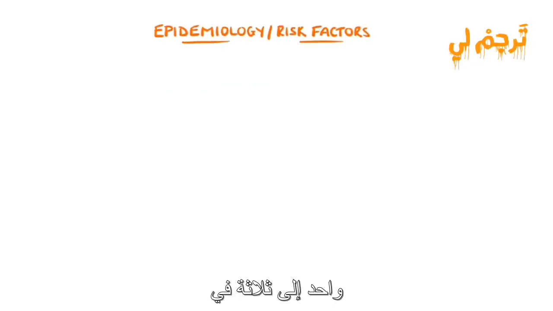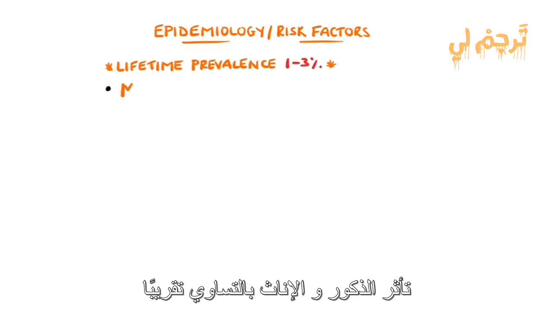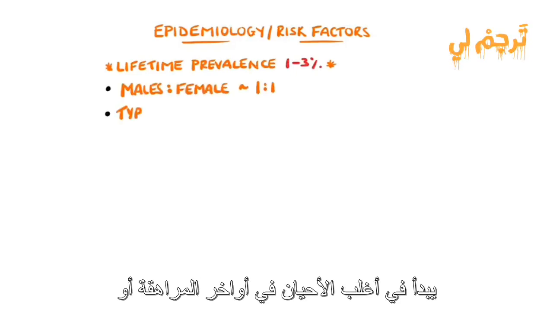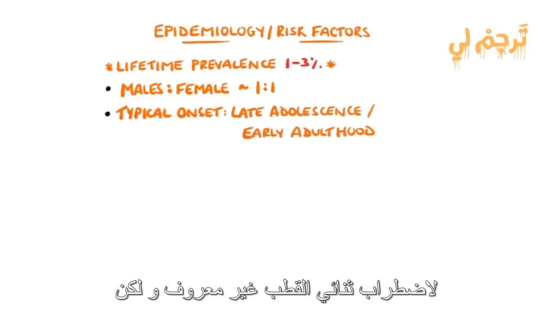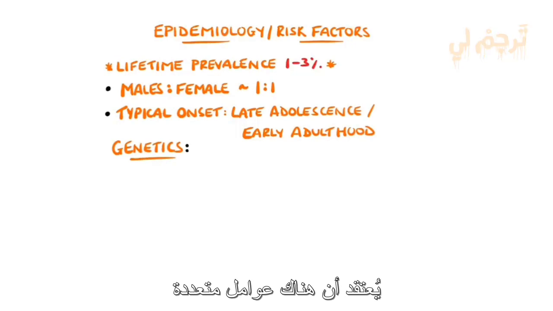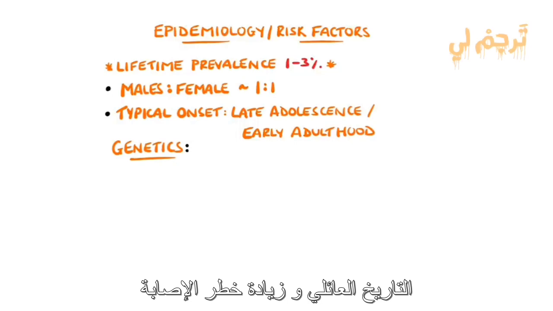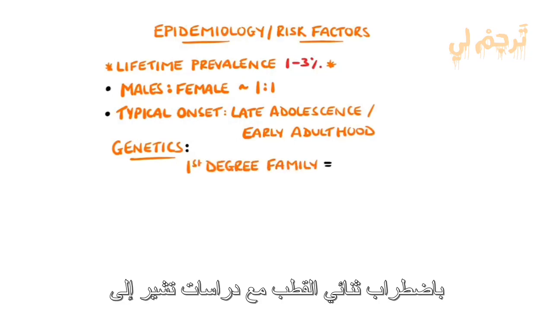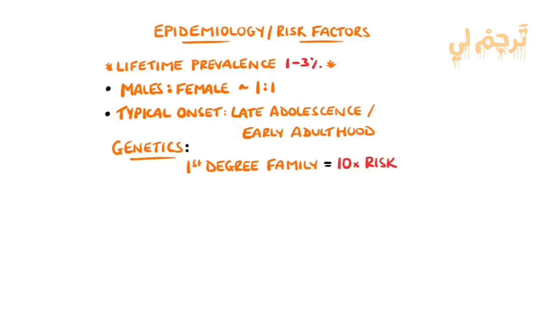Bipolar disorder has a lifetime prevalence of around 1 to 3%, with males and females being affected approximately equally. It most commonly starts in late adolescence or early adulthood. The exact cause of bipolar disorder is not known, but it is thought that there are multiple factors. Genetically, there is a link between a family history and an increased risk of bipolar disorder, with studies quoting up to a 10x risk if a first-degree family member is affected.